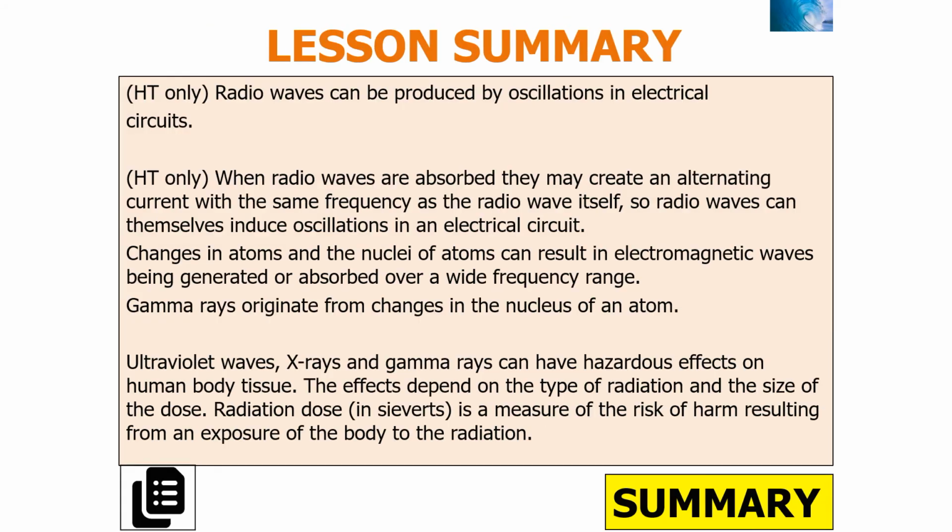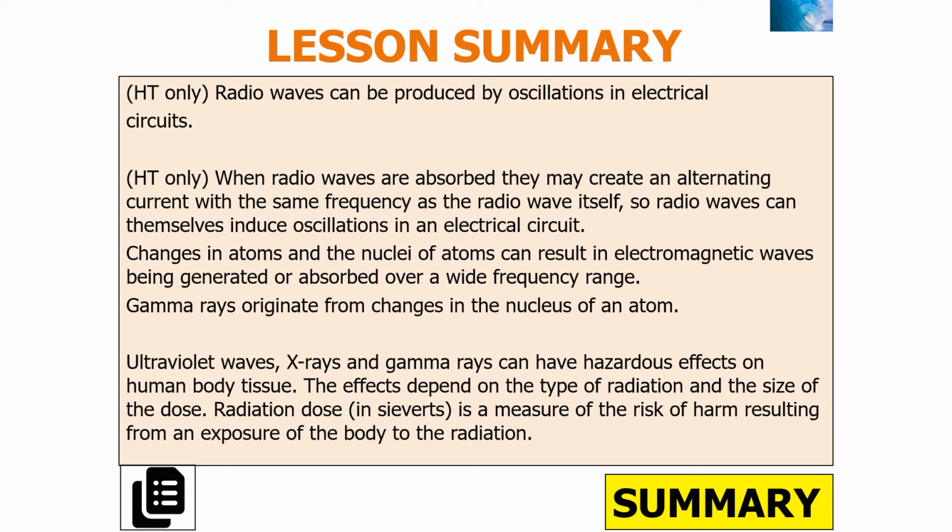So to summarize what we've learned in today's lesson, radio waves can be produced by oscillations in electrical circuits. When radio waves are absorbed, they may create an alternating current with the same frequency as the radio wave itself. So radio waves can themselves induce oscillations in electrical circuits. Changes in atoms and the nuclei of atoms can result in electromagnetic waves being generated or absorbed over a wide frequency range. Gamma rays originate from the change in the nucleus of an atom.